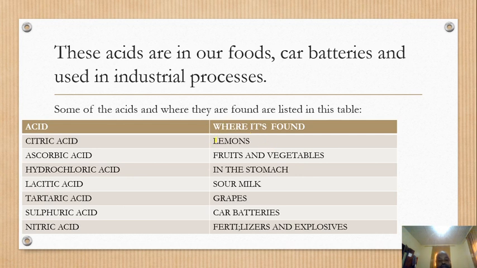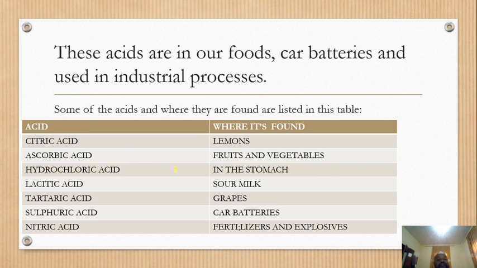I think you know the difference between lemon and orange. They are different, yeah? So lemon is rich in citric acid, right? There's a lot of citric acid in lemons. Ascorbic acid is found in fruits and vegetables.